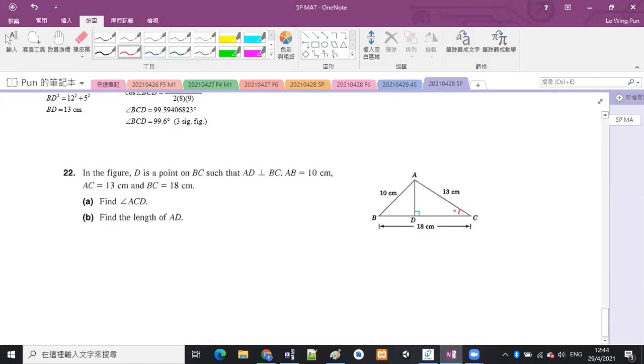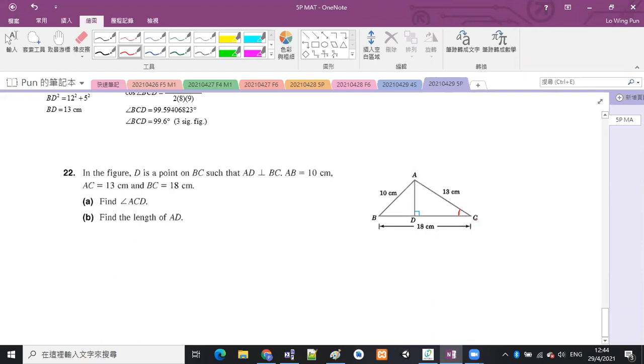This angle belongs to triangle ACD, the right angle triangle. But this angle at the same time also belongs to triangle ABC, the large triangle. So which triangle should we use first? It depends on which triangle has more information.